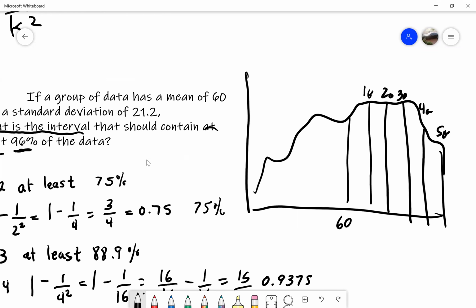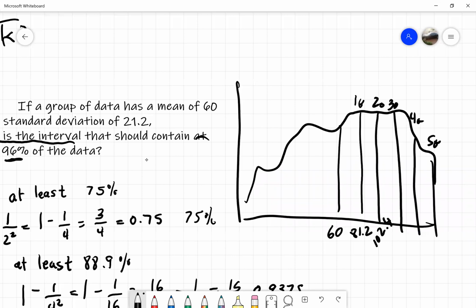So what's our standard deviation? It's right there, that's 21.2. The number of sigmas we want to go is 5. So 60 plus 21.2 is 81.2. Plus another 21.2. And how many times do we do that? 5 times.